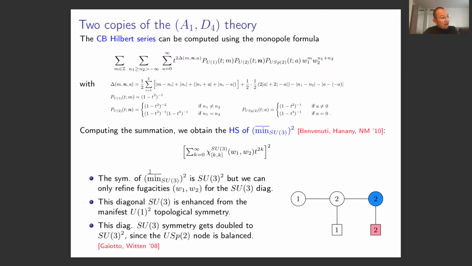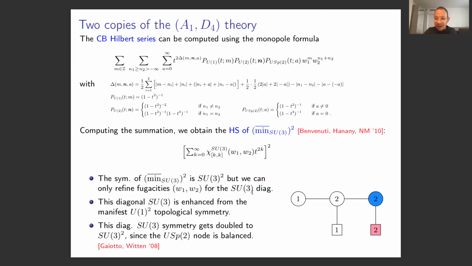The symmetry of the minimal nilpotent orbit squared: you have the product of two spaces, it should be SU3 squared. But here you can see that you can refine the fugacity from the Hilbert series or from the index. Only two fugacities, meaning that you only see the diagonal of SU3. But the whole space, you see that this is the space of a minimal nilpotent orbit squared.